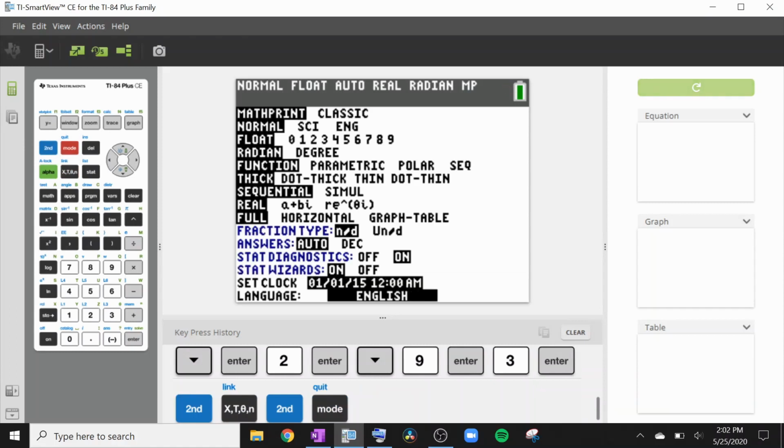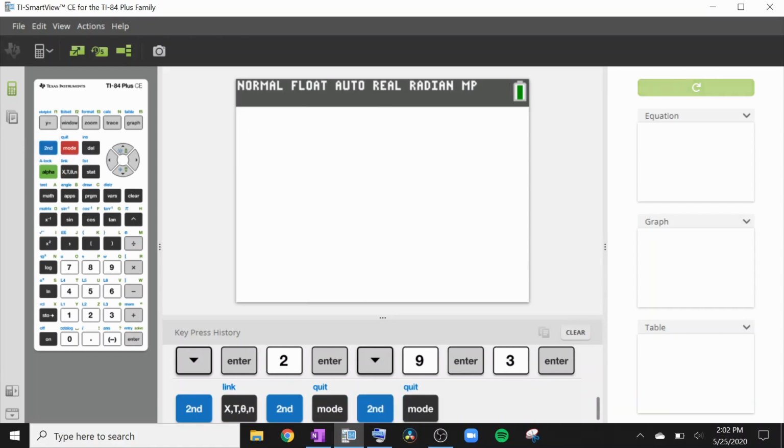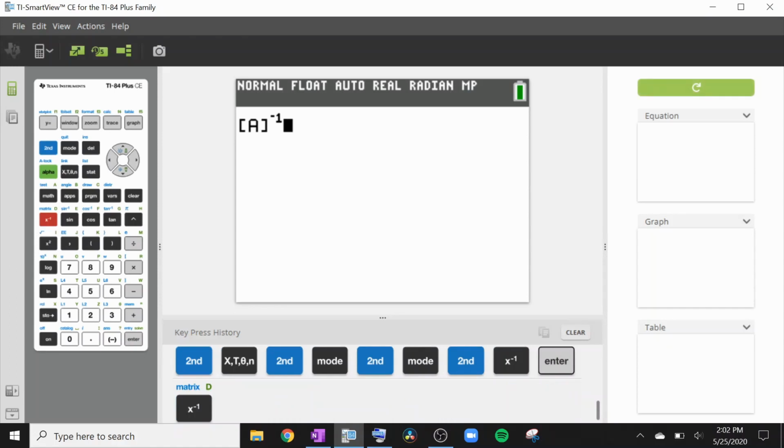Okay. So the trick is, to make this a little bit easier, our answer is going to be inverse A times B. And so what we can do here is go to matrix, type in A. So this is the matrix A, but we want the inverse. So all we're going to do is hit x to the negative 1, like that. And this is actually the inverse matrix of A.